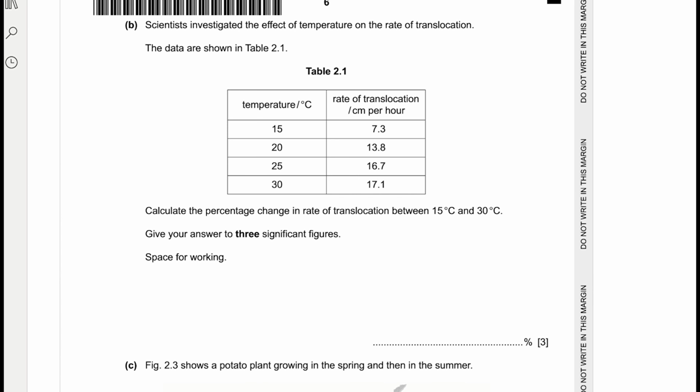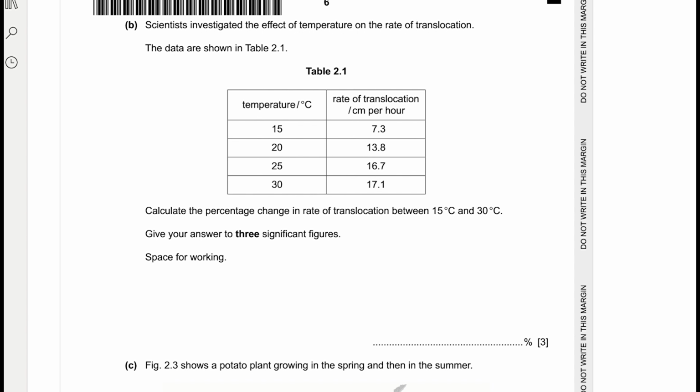Scientists investigated the effect of temperature on the rate of translocation. The data are shown in table 2.1. Okay, right. Calculate the percentage change in rate of translocation between 15 degrees centigrade and 30 degrees centigrade. Give your answer to three significant figures. Alright, so we need to see what was there at 15 degrees and what was there at 30 degrees. At 30 degrees it was 17.1, and at 15 degrees it was 7.3, but we have to check for the percentage change, right?